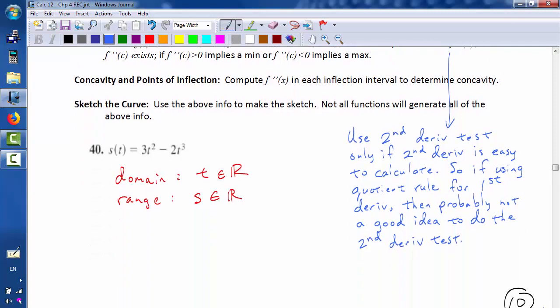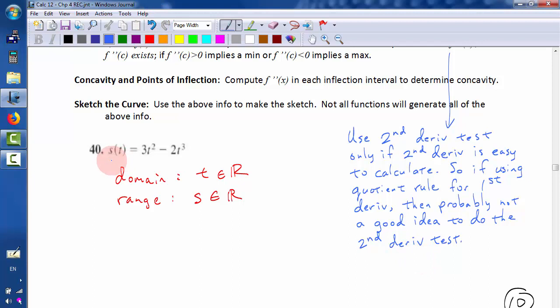Remember, I said this before, but here it is written down. Use the second derivative test only if the second derivative is easy to calculate. So if you're using the quotient rule for the first derivative, then it's probably not a good idea to do the second derivative test.